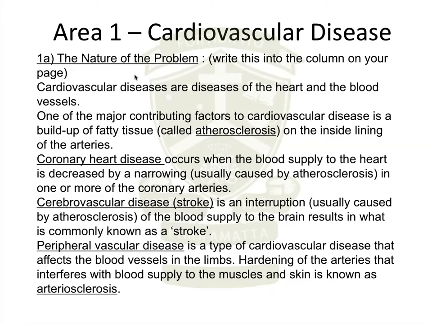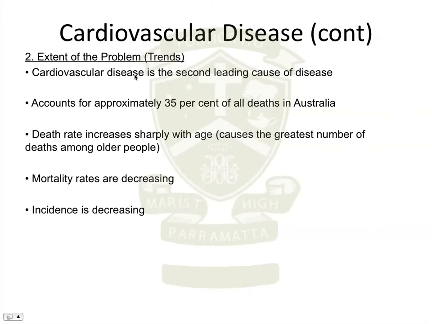Moving on to section 2, the extent of the problem, and in particular the trends. Just a couple of statistics here. It is the leading killer. It's the second leading cause of disease, but it's the actual leading killer across all age groups. People are more at risk from cardiovascular disease as they get older. That's what we mean here by saying the death rate increases sharply with age. As far as trends go, mortality rates are decreasing.